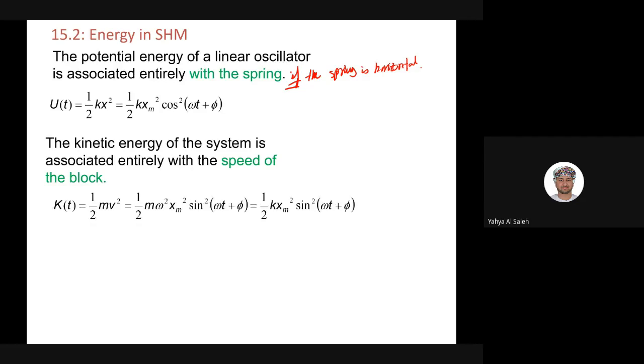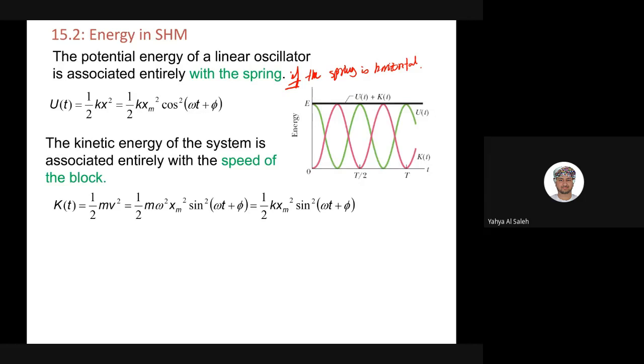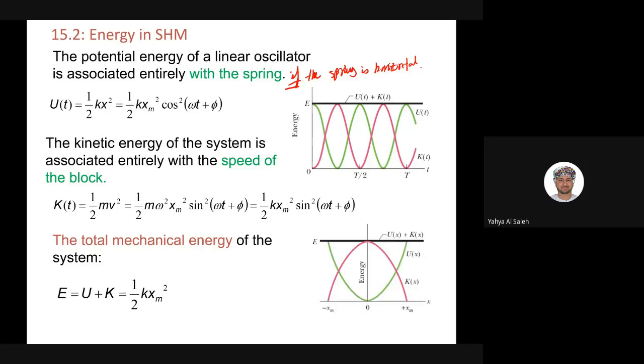So my total energy will be u of t plus k of t, and it will be constant. And what's happening is the energy is oscillating between potential and kinetic. Less potential, more kinetic, more potential, less kinetic. The total mechanical energy of the system is u plus k. So half k xm squared cosine squared omega t plus phi plus half k xm squared sine squared omega t plus phi.